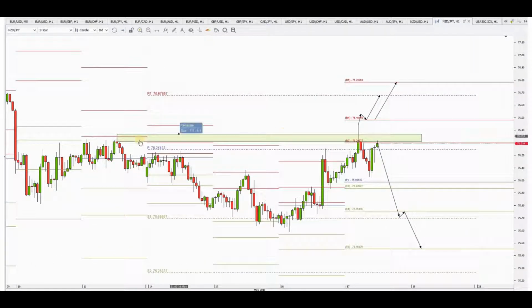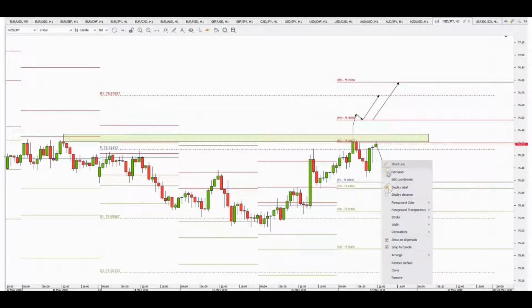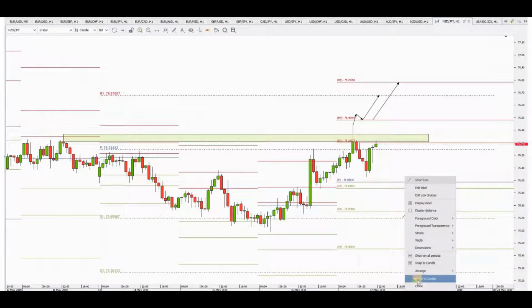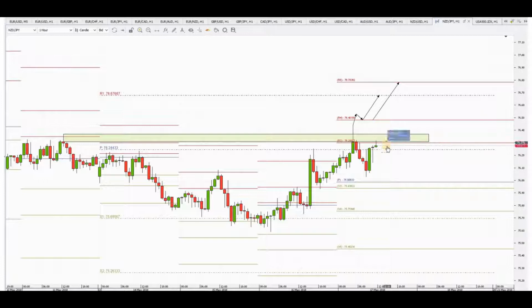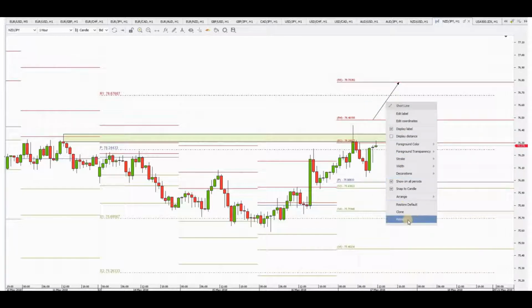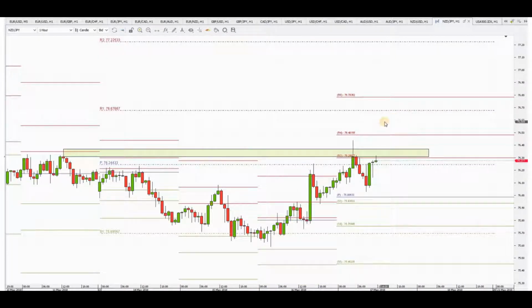I also drew a rectangle or a zone, a resistance zone, so I would be looking for a nice short trade. So right now the candle is pretty much nice. We still have almost half an hour to go. So once this candle closes, for example, like that, then on a new candle I would just go short and play scenario number one. So I showed you already two scenarios of how to play the trades with this indicator.